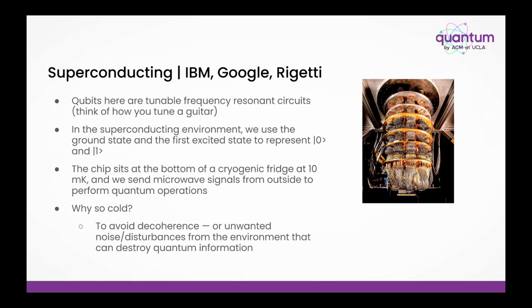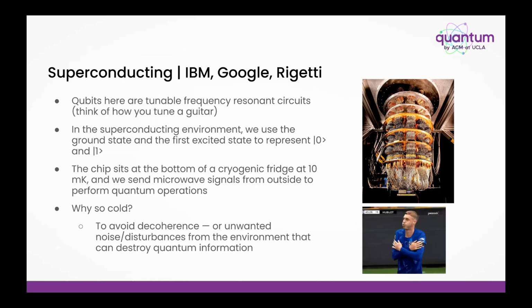As I mentioned, the chip sits at the bottom of this fridge, which is highly cooled, and we send microwave signals or some form of waves from the outside to perform useful computation. You would wonder why we do all this effort, why it's so cold. It is to avoid decoherence. Decoherence is something that we really don't want in the quantum world. It's really the noise that I mentioned, disturbances from the outside environment that can destroy any useful quantum information or computation that we perform.